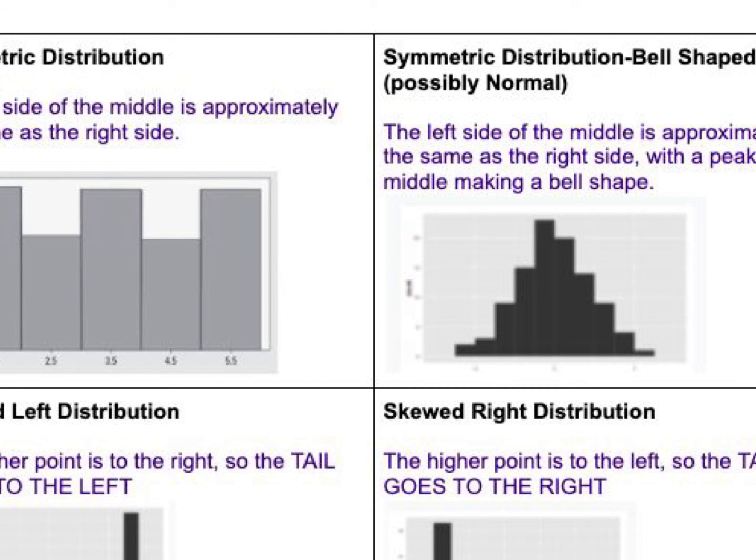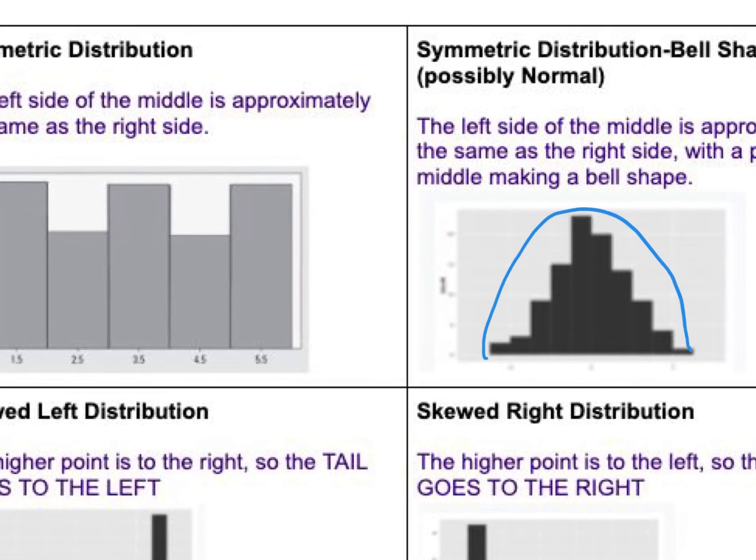Then we have symmetric distribution that is bell-shaped. Do we all see that this is kind of in the shape of a bell? More of a slice of pizza, but we're going to call it bell-shaped, not pizza-shaped, okay? But I agree with you.